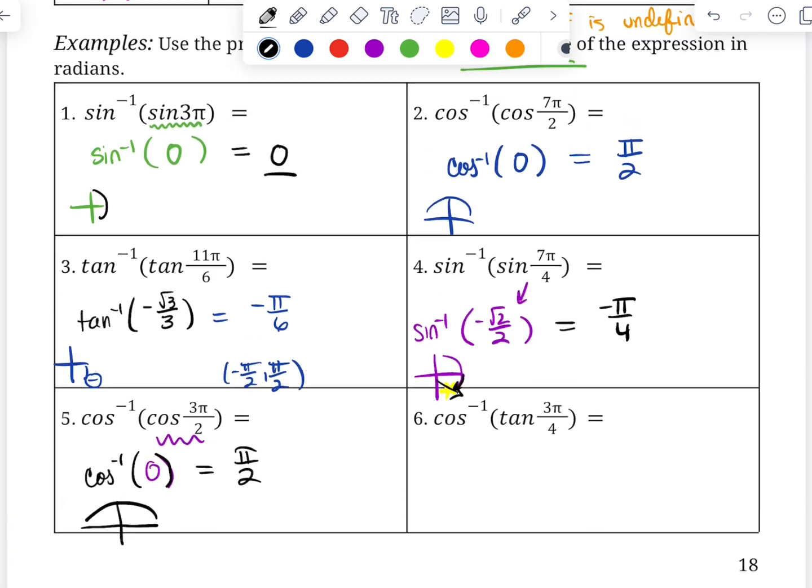All right, last problem to take a look at on this page. Cosine inverse of tangent of 3 pi over 4. Well, that tangent is negative 1 because I'm in the 2nd quadrant, so I'm negative. And the cosine inverse of negative 1, I need to look somewhere between 0 and pi. Well, luckily, pi is in my window, my interval of outputs. So that would be my final answer. All right, hopefully that makes sense, guys.